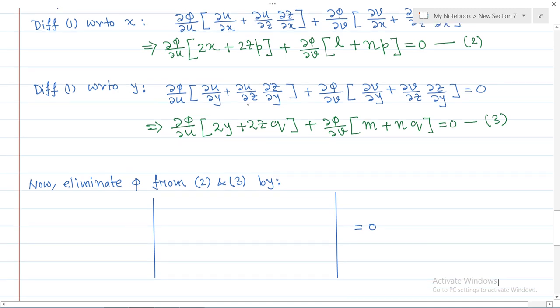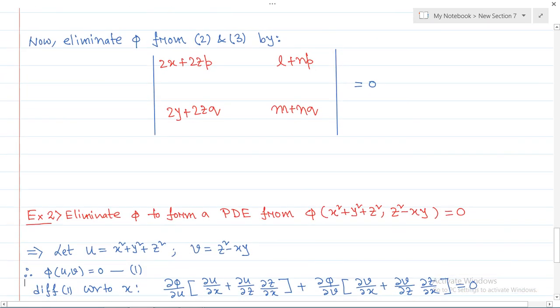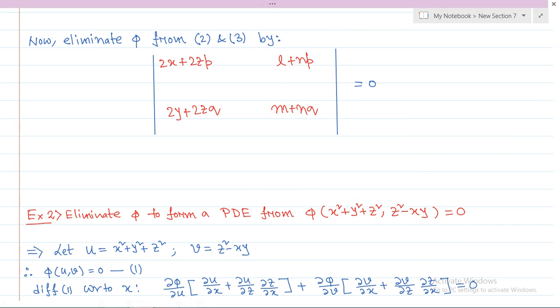So the coefficients we have to write down here. What are the coefficients we have? Del phi del u from this one, that is 2x plus 2zp, here l plus np. Here we are having 2y plus 2zq. Here what we are having? m plus nq. So we have to just cross multiply and write down our final answer, to break the determinant.